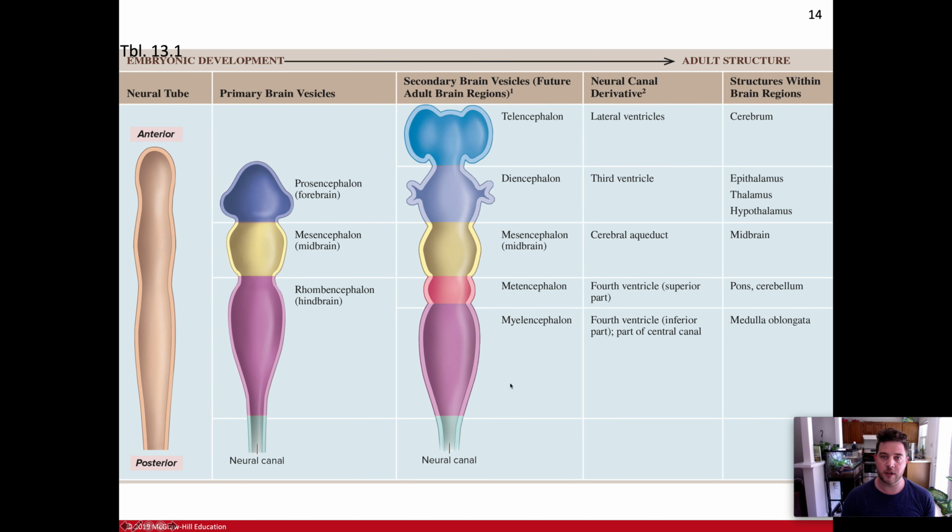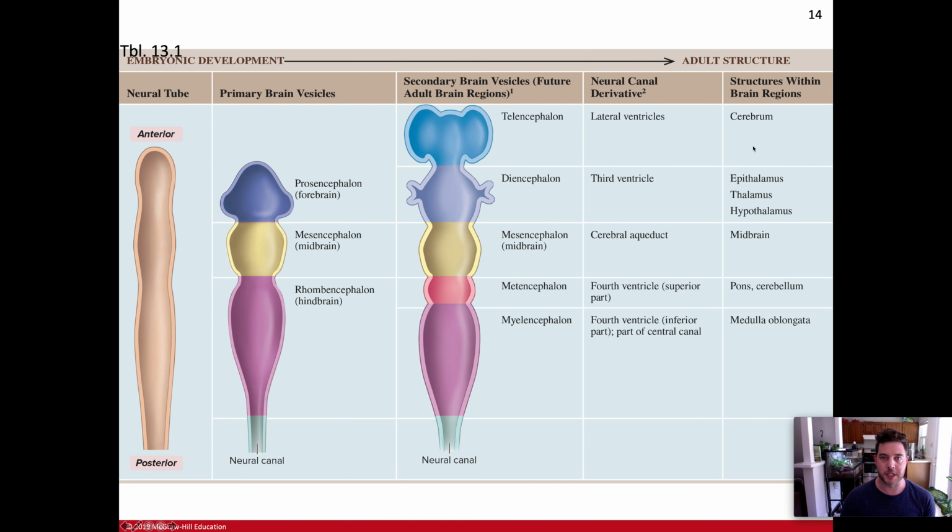I prefer this chart from your book. You start with just this one neural tube that forms in the process of neurulation, and then as development continues, it differentiates into more and more distinct structures. The primary brain vesicles are just these three, the prosencephalon, mesencephalon, and rhombencephalon, and then you have secondary ones, the telencephalon, diencephalon, metencephalon, and myelencephalon. And then they start to become even more adult structures, their final shape.